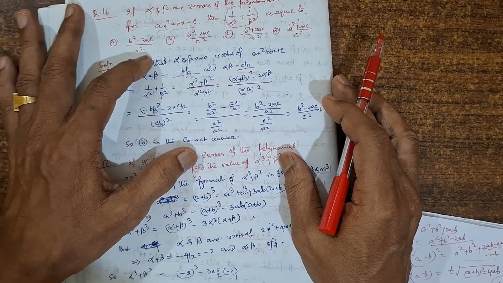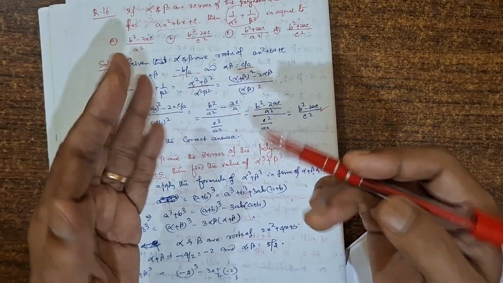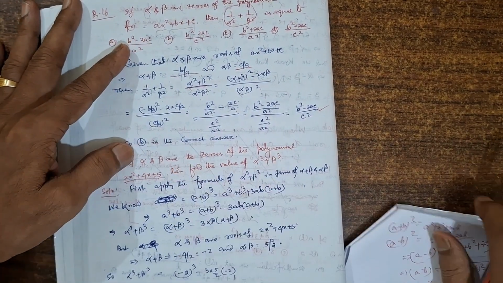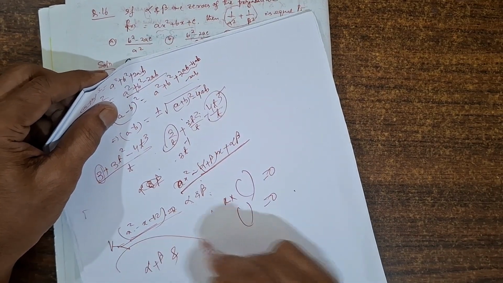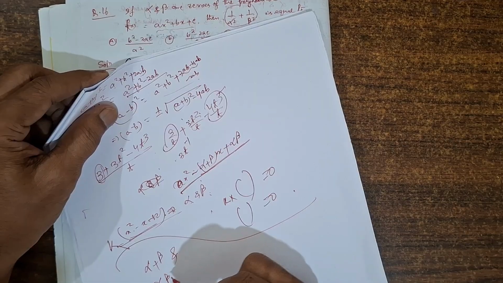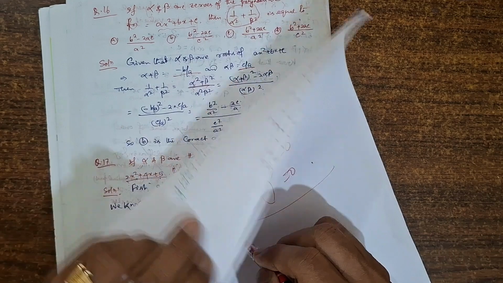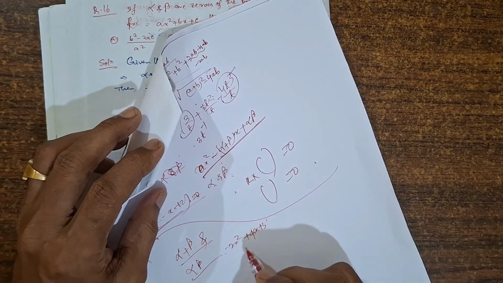Alpha and beta are the zeros. We can find out alpha and beta, and from this we can find out alpha plus beta and alpha beta. These two things can be traced out from 2x square plus 4x plus 5, because alpha and beta are the roots of this.